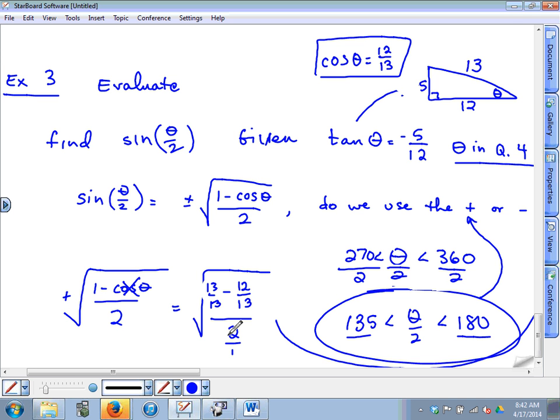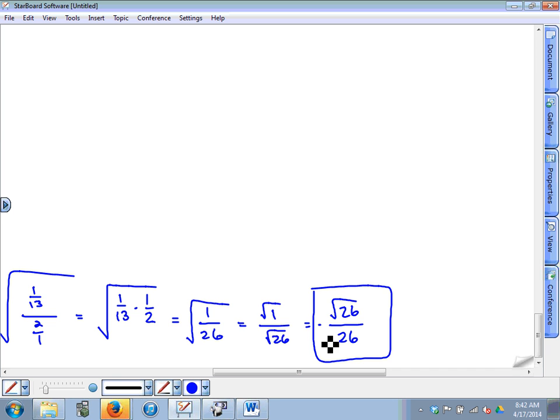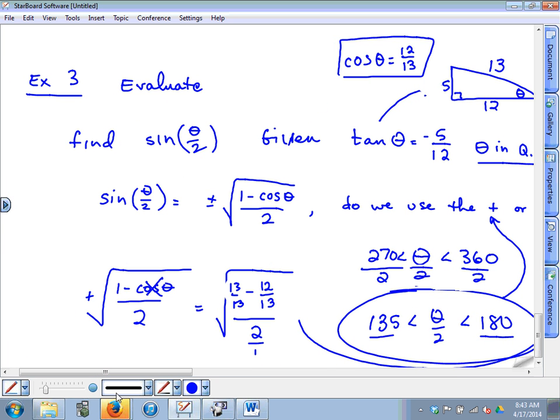What would have happened if we used the negative square root of 1 minus cosine? Then this just would have been negative. It would have been a similar answer, but it would have been negative, which is technically wrong. So if you ever pick the wrong sign, how would you know to switch it at the end? You actually go back and check it. You could pick one and then check your answer to figure out which one it was.